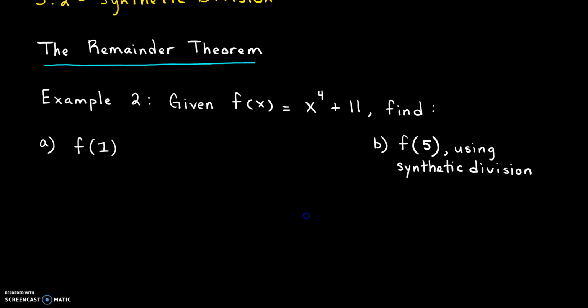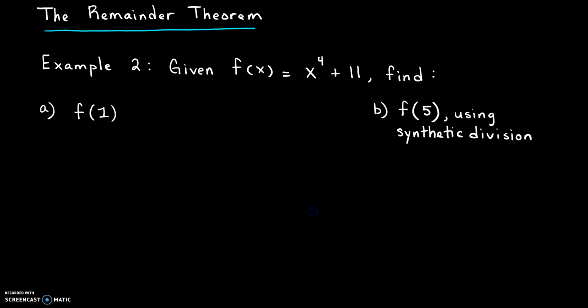So here we have example number 2, and it says given f of x, and so f of x is equal to x to the 4th plus 11, I'd like you to find f of 1. Now, if you think back to the sections that we've covered, typically what you would do is say, okay, well this right here is my x, and wherever I have an x in my function, I would just replace it with 1. And we would go about solving this problem in this manner.